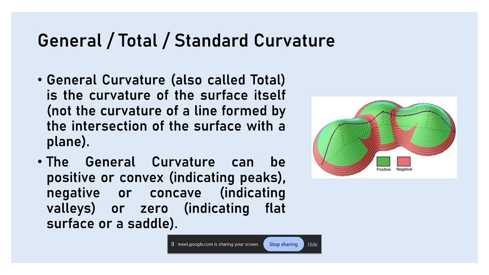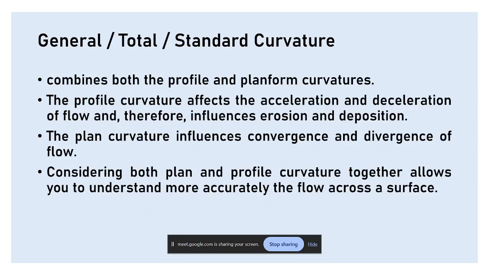So wherever you have elevation or a convex surface, we call it positive. Wherever we have the negative part, those are the depressions or valleys. So basically the standard curvature will combine both the profile curvature as well as the planform curvature.